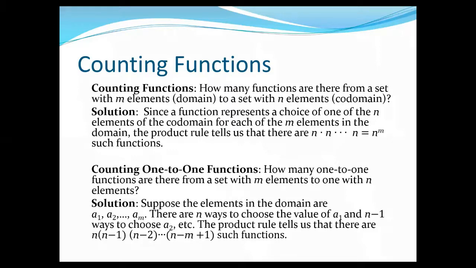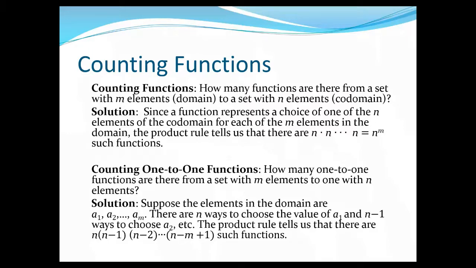So you're going to subtract 1 element from the given set for the second position. And for the third position, you subtract again since you already used 2 elements from the given set, so it will be n minus 2. And then next will be n minus 3, since you already used 3 characters for the first 3 positions. So that is counting one-to-one functions. You remove the used elements from the characters that will represent a certain position.